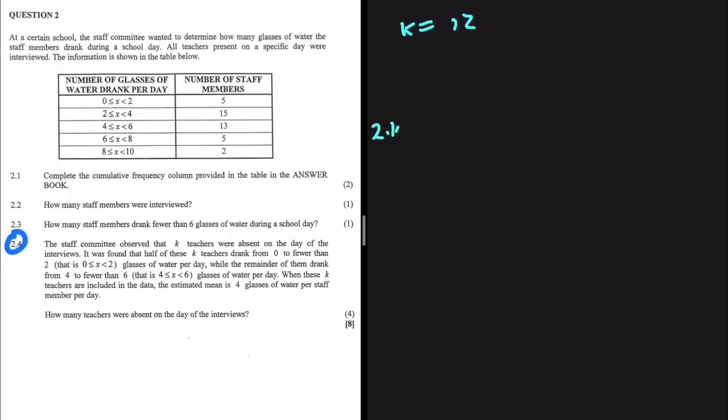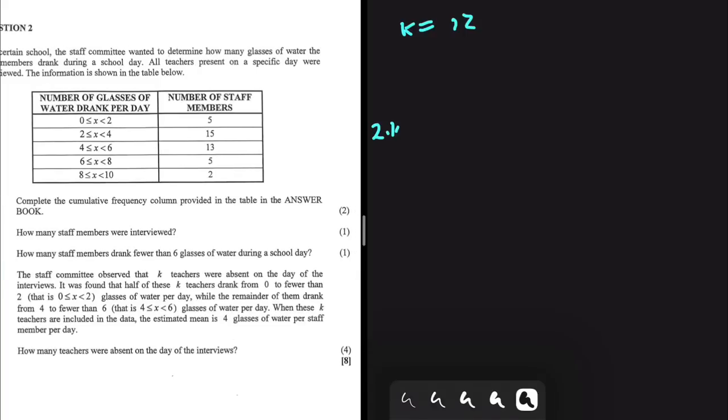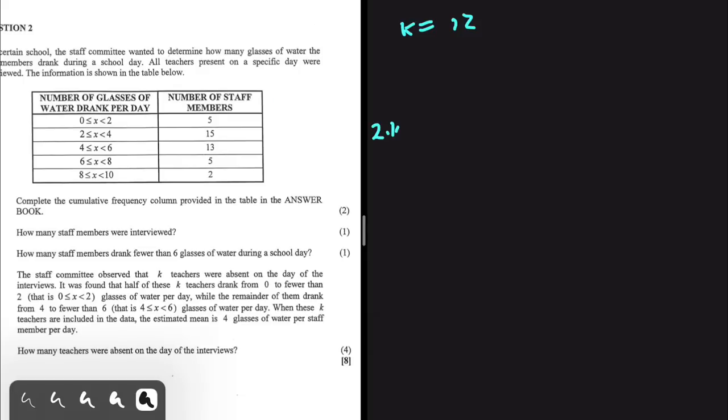2.1. At a certain school, the staff committee wanted to determine how many glasses of water the staff members drank during a school day. Okay, all teachers present on a specific day were interviewed. The information is shown on the table below. Okay, and the first question, 2.1, complete the cumulative frequency column provided in the table in the answer book. Well, I don't have the answer book, so I'm just going to put the cumulative table right here. So let me go ahead and do that.